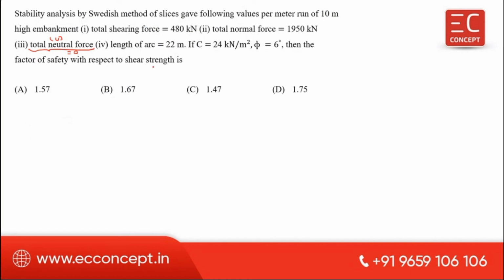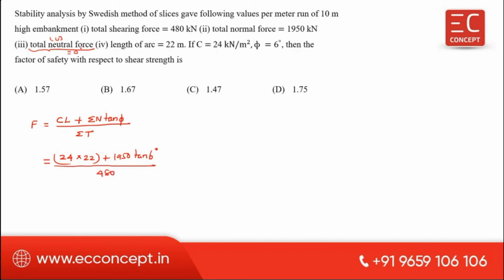Then the factor of safety with respect to shear strength. The factor of safety with respect to shear strength in the Swedish slip circle method is cohesion into length of arc plus summation of N normal stress into tan phi, the whole divided by summation of tangential stress. Now what is the cohesion? 24 into length of the arc 22, plus normal stress 1950 and tan 6 degree, divided by 480.